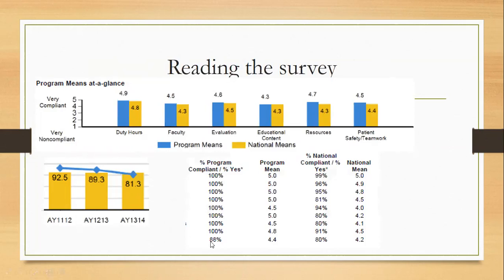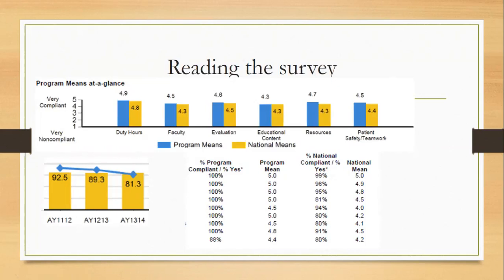So when you look here, let's say this bottom one here is duty hours. And I don't remember what it is, but we'll just say it's duty hours. So we had an 88% program compliance. So for us, since it's below 90%, that's something our GME would look at. But then they would compare us to the national mean. And since we are above the national mean, we are okay.